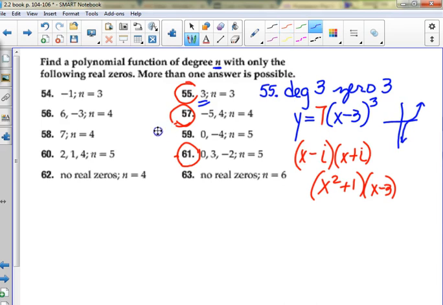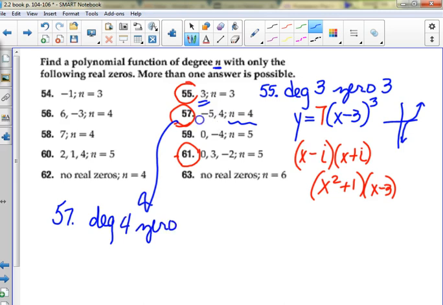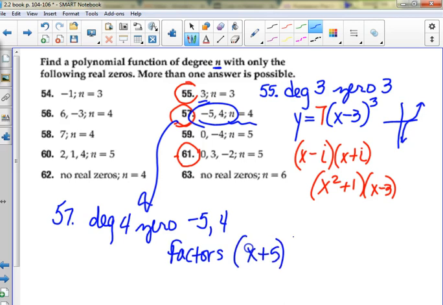Okay, who's got me on 57? What degree are we talking about this time? Can you see the board, guys? It says the degree is n, so this one is 4. The zeros are where? Negative 5 and 4. So the factors are x plus 5 and x minus 4. Everybody good? All right. How are we going to write this so that it is degree 4?